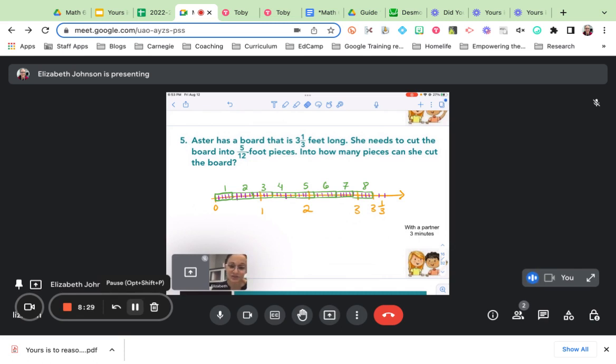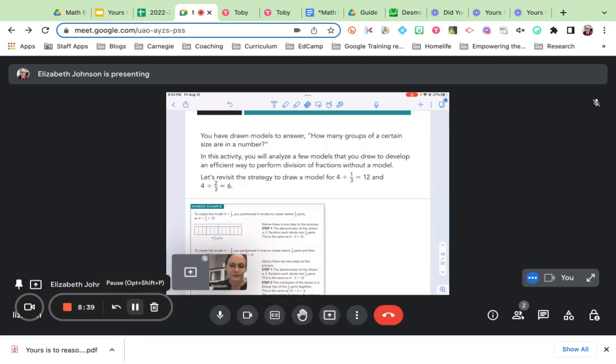Now you saw, it took me a little while to draw all those marks and boxes, and it took you a little while to do all that too. So you're probably wondering now, what's the faster way to do this? How can I divide mixed numbers and fractions more efficiently? So this is a perfect time for us to transfer from a model to a procedure. We've drawn models to answer the question, how many groups of a certain size are in a number? In this activity, we need to analyze a few models that we drew to develop an efficient way to perform division of fractions without a model, because we don't just want to draw boxes all day long.